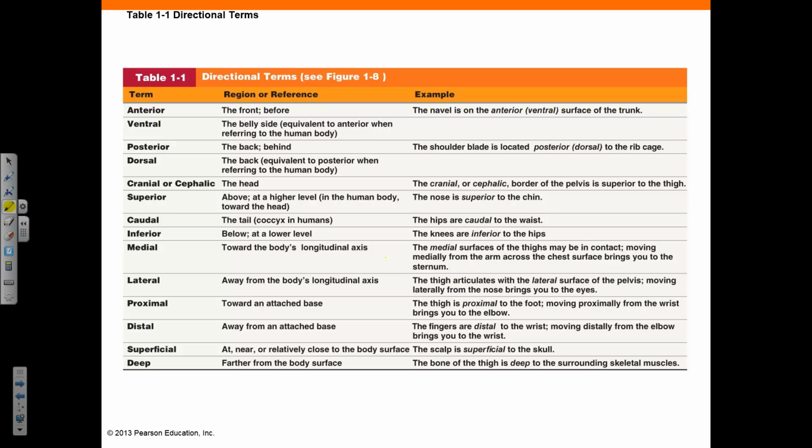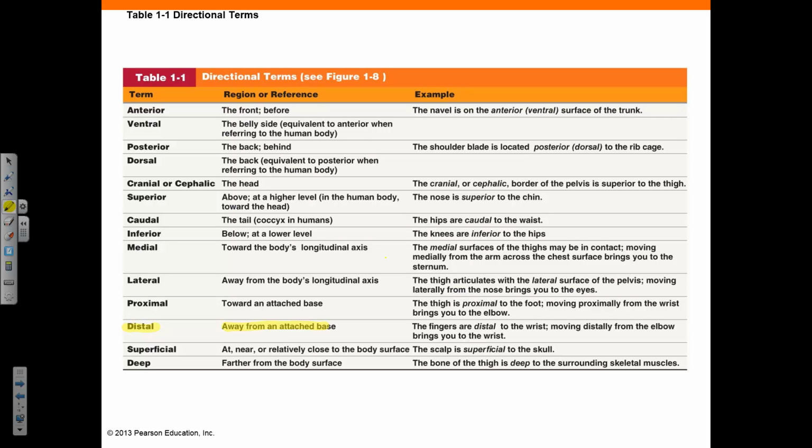This table provides a summary of directional terms that will be used throughout this course and is a handy reference when first learning these terms. Here we can see that a term such as distal is given. The region or reference it refers to, distal means away from an attached base.